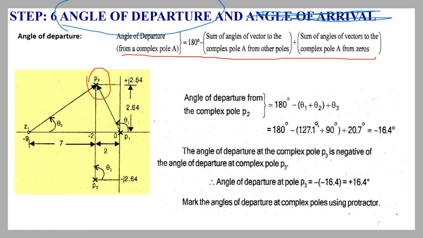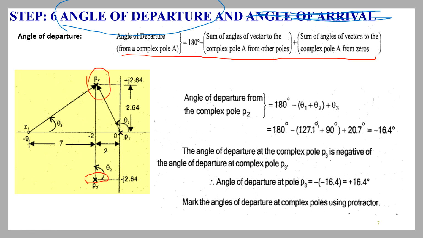Right? So all the poles and zeros are joined. Whether it is real or non-real, all have to be joined. Then keep the protractor on the pole 0. Then you measure the angle and note it as θ1. Similarly, keep the protractor center point on the next pole and measure the angle. Keep the protractor here and measure the angles θ1, θ2, θ3. Right? So measure the angles and write them here.